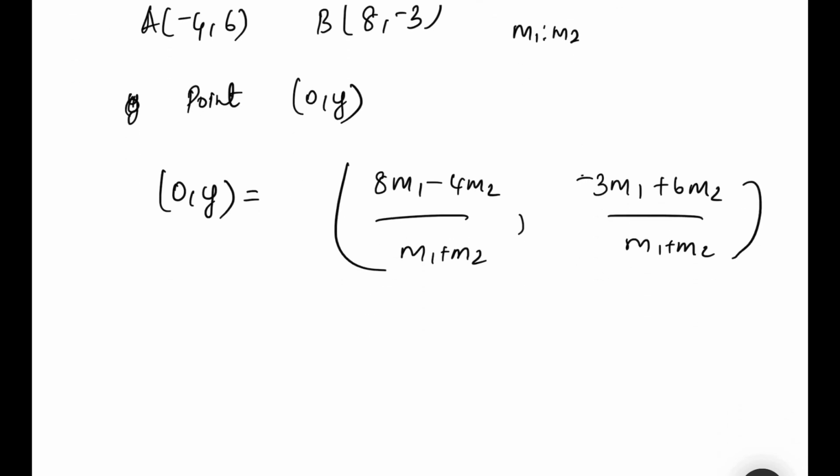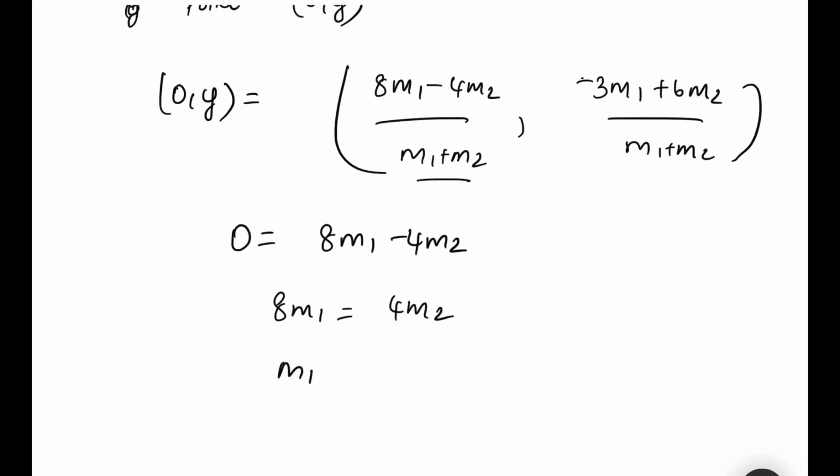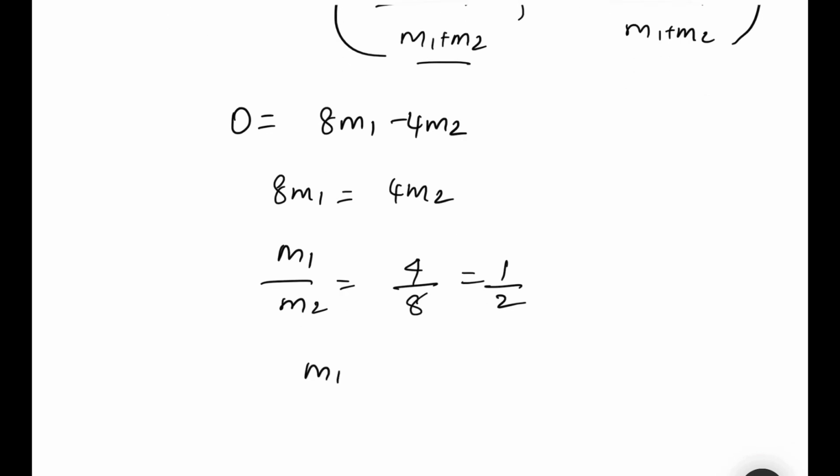Okay, so you have 0 is equal to 8m1 - 4m2. m1 plus m2 is getting cancelled. So you will get 8m1 equal to 4m2. m1 by m2 equal to 4 by 8, that is equal to 1 by 2. So you get m1 is to m2 is equal to 1 is to 2. That will be the ratio.